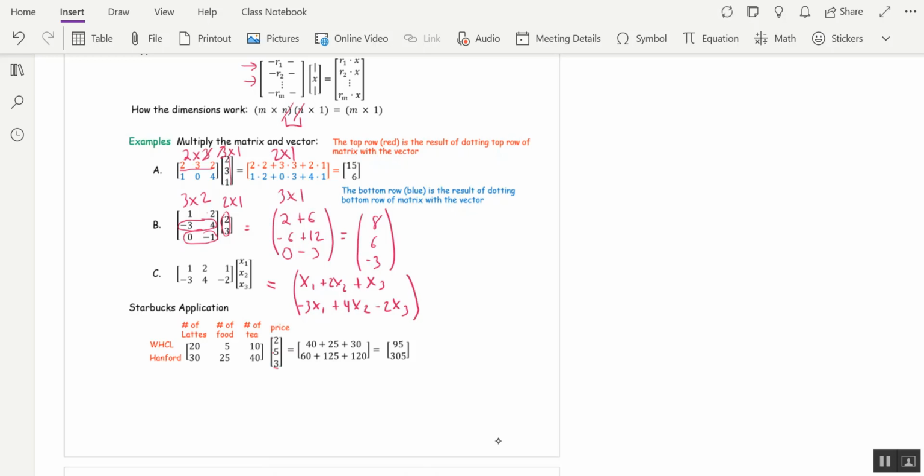When you do that multiplication, you come up with the vector 95, 305. Well, what does that represent? The top entry represents the revenue in West Hills College Lemoore, and the second entry represents the revenue of Hanford.